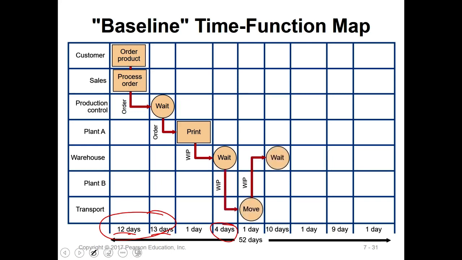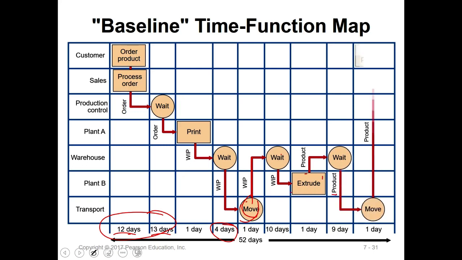The next one, second, moving to another transportation process, and then go to another wait process. After waiting again, go to the extrusion process, then wait, and finally the customer receives the order after 52 days. If you look over here, wait 13 days, wait 4 days, wait 10 days, wait 9 days. The real waiting time is much, much longer than the operating time.